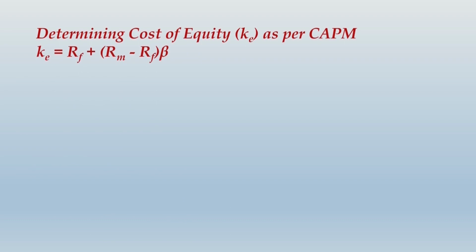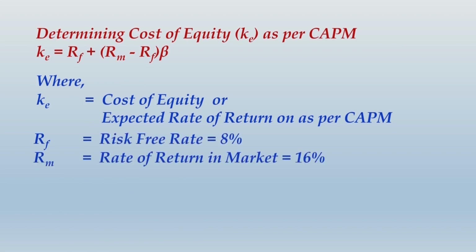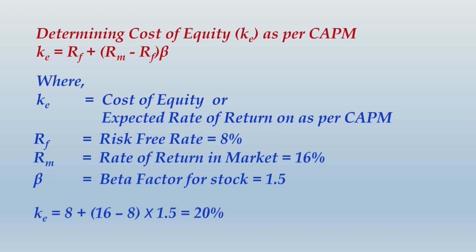Now apply CAPM and compute cost of equity, which will be basically the expected rate of return as per CAPM. So it will be 8% as risk-free rate, 16% as market returns, and beta factor is 1.5 times. So what you simply do is 8 plus (16 minus 8) into 1.5, which would give you 20%.